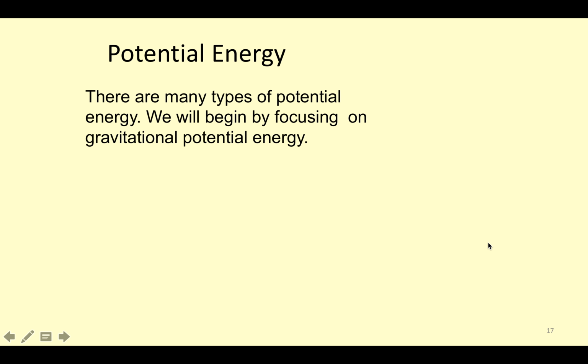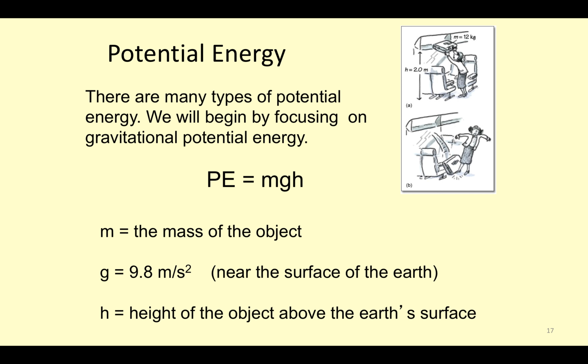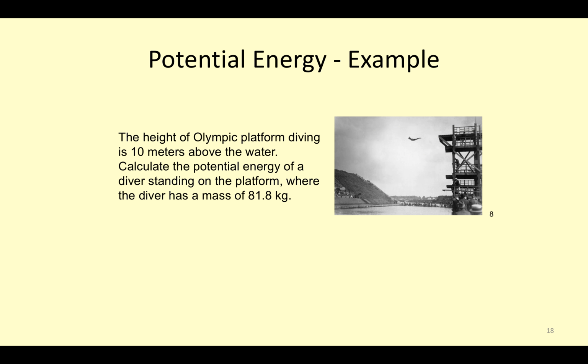Okay, potential energy. There are many types of potential energy, but we're just going to look at the gravitational, which I've already talked about, where the potential energy is equal to mgh. m is the mass of the object, g is equal to 9.8 meters per second squared near the surface of the Earth. Potential energy example. The height of a platform diver is 10 meters above the water. Calculate the potential energy of a diver standing on the platform where he has a mass of 81.8 kilograms.